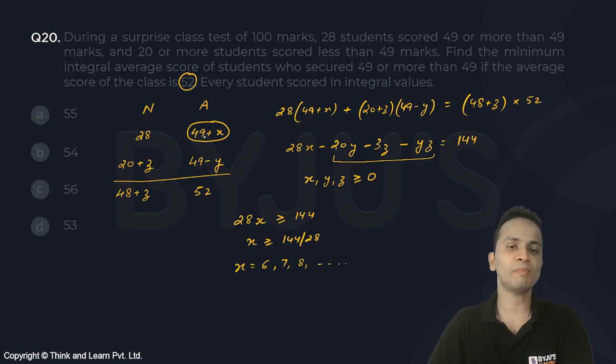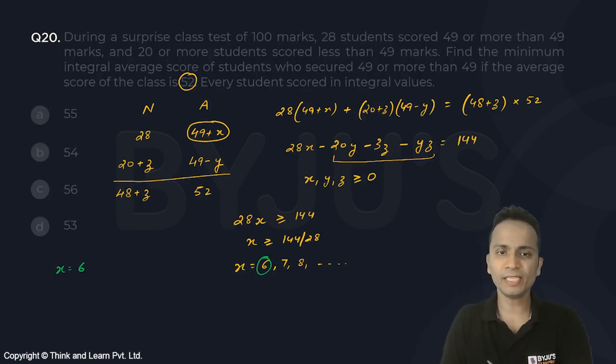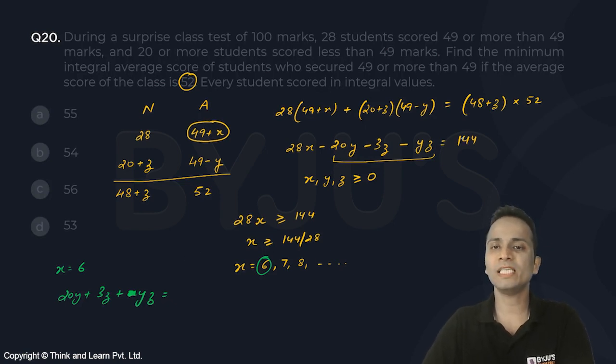For this to be minimum, I need to consider the value of x to be minimum. So I will start by assuming x as 6. Substituting the value of x as 6, I can make an equation which will be 20y plus 3z plus yz equals 28 into 6, which is 168, minus 144. So 168 minus 144 is 24. This will be the equation.